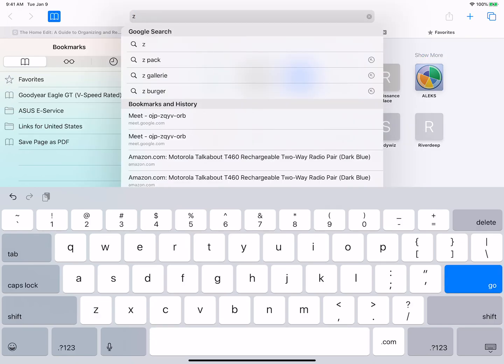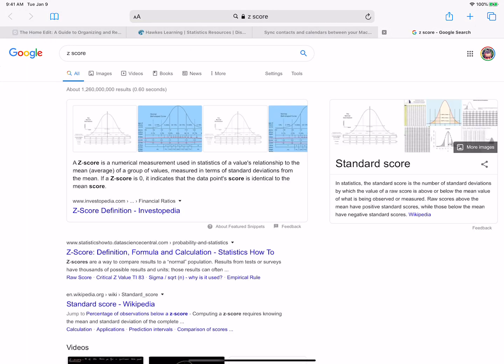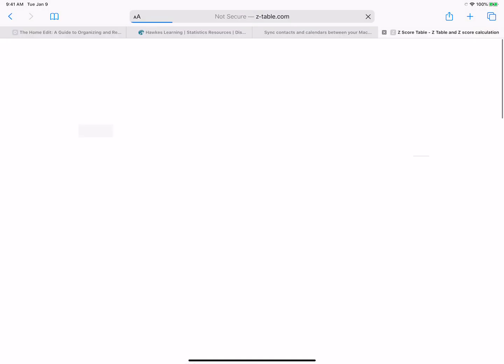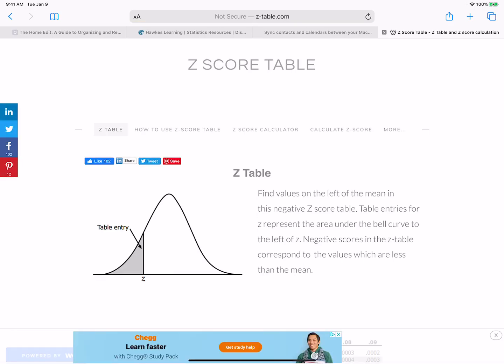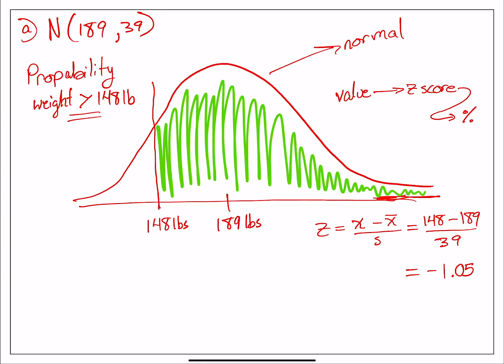our z-score. Let's type in percentage z-score. I can't remember what the website is that I told you all to go to before. It's like ztable.com. There we go. So now we're on ztable.com. And when we go to ztable.com, what z-score are we looking for? We are looking for negative 1.05. Let me write that. So 189 is the mean, so it has a z-score of 0. This one has a z-score of negative 1.05.